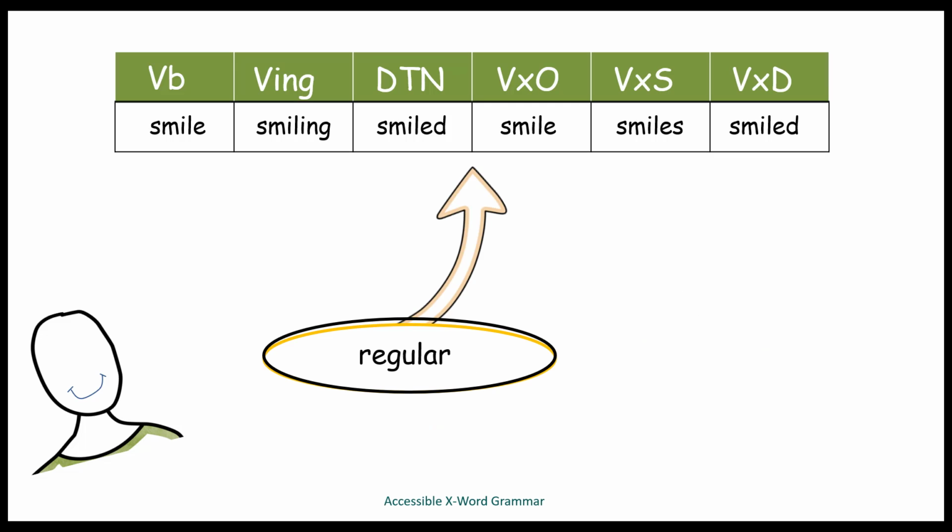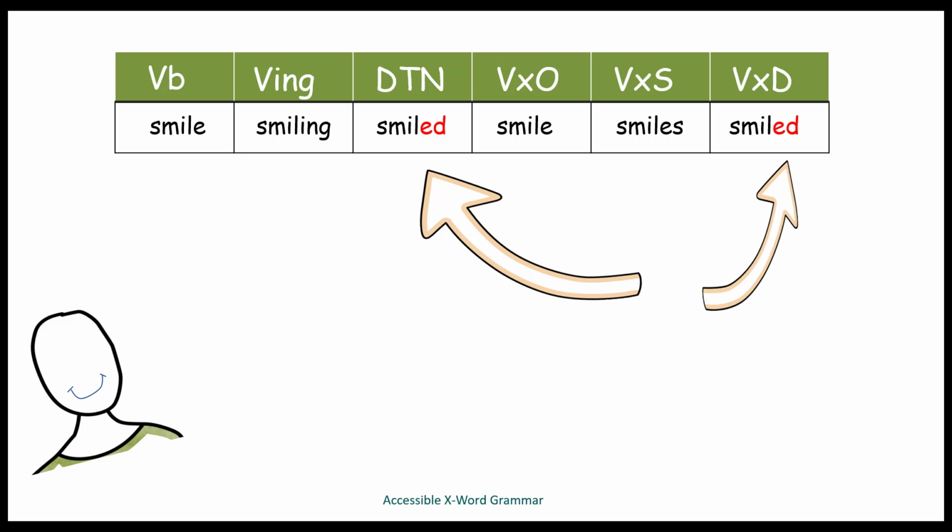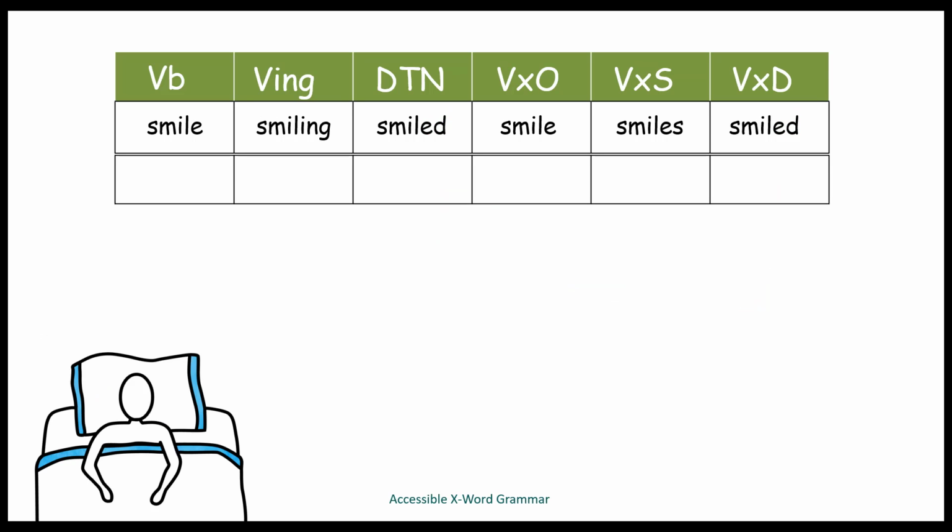Smile is a regular verb. Most English verbs are regular. Just add ed to make the DTN and the VXD. Now let's look at an irregular verb, sleep. Sleep, sleeping, slept, sleep, sleeps, slept.